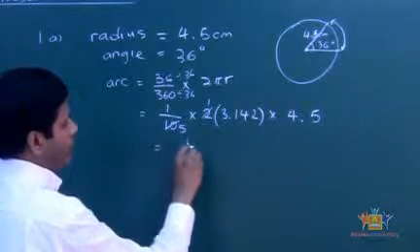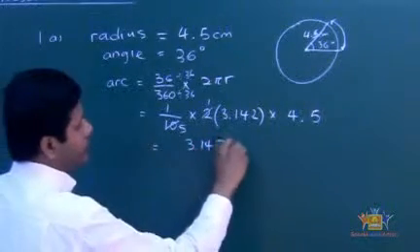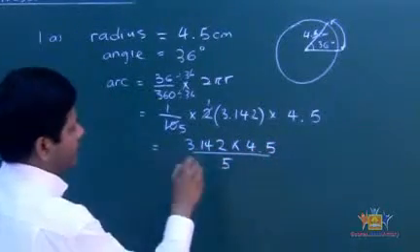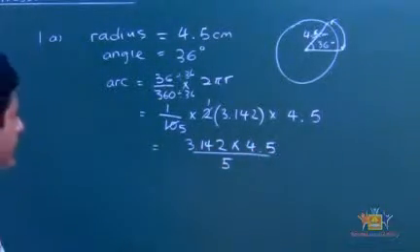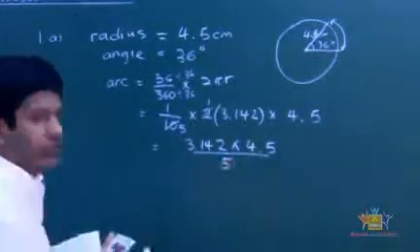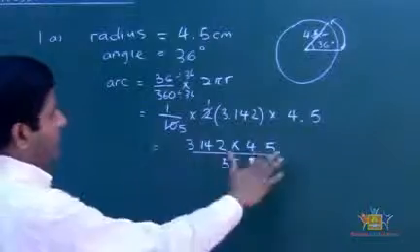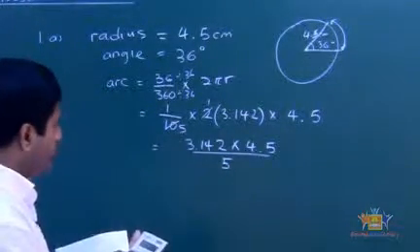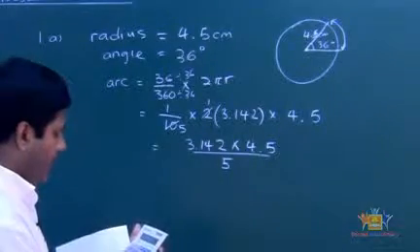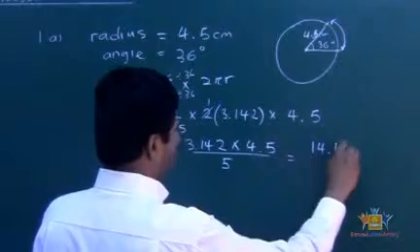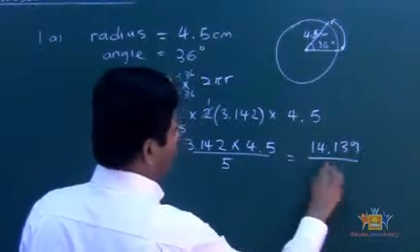So in other words, 3.142 times 4.5 over 5. All right, so we'll take the calculator and then solve the top part. If you're using a basic calculator, you have to solve the top part first, okay, which is 3.142 times 4.5, and that gives you 14.139 over 5.